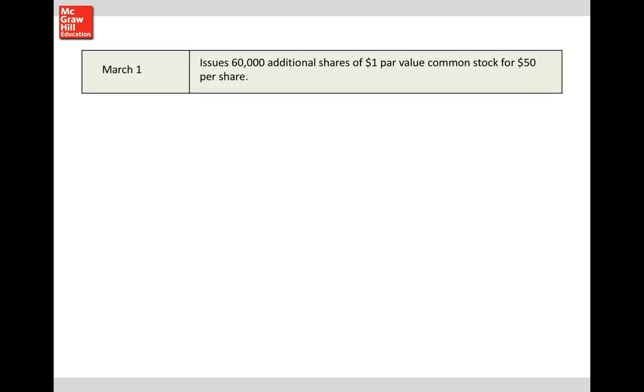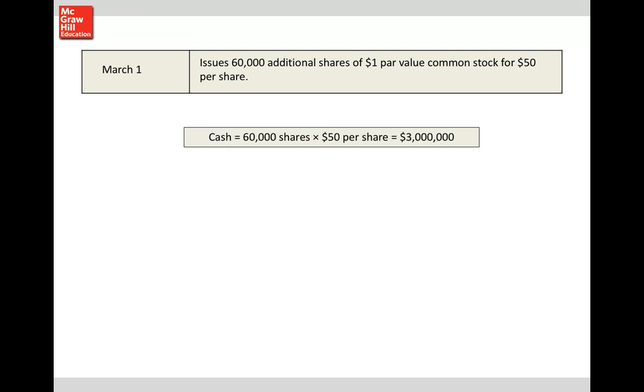On March 1st, the company issues 60,000 additional shares of $1 par value common stock for $50 per share. The cash that we will record will be the amount that we received, so 60,000 shares at $50 per share, or $3 million.